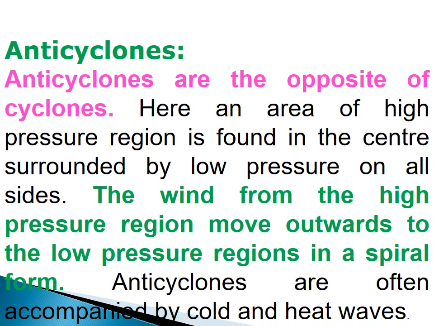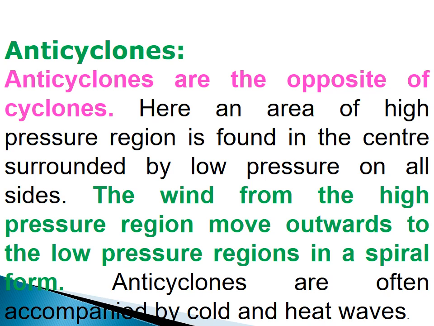Anticyclones. Anticyclones are the opposite of cyclones. Here an area of high pressure is found in the center, surrounded by low pressure on all sides. In a cyclone, how will it be?